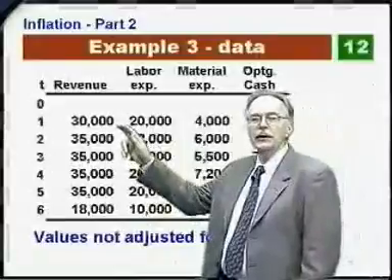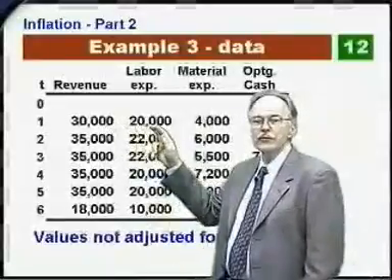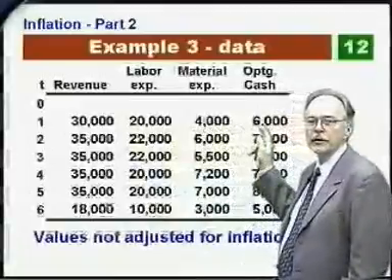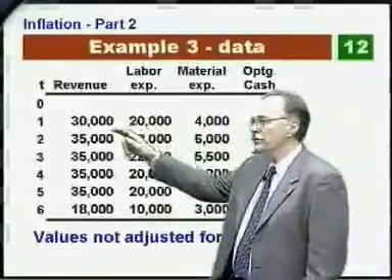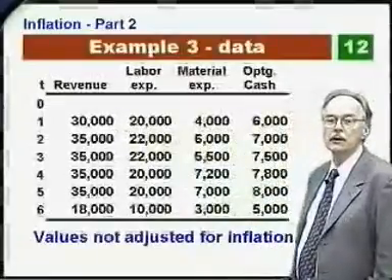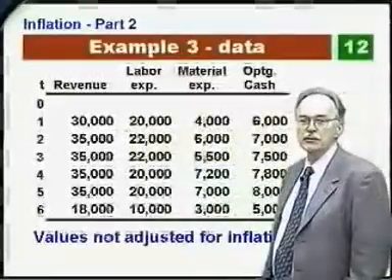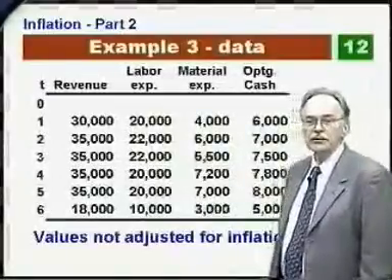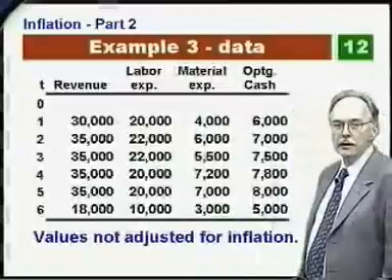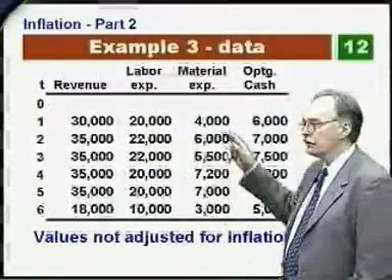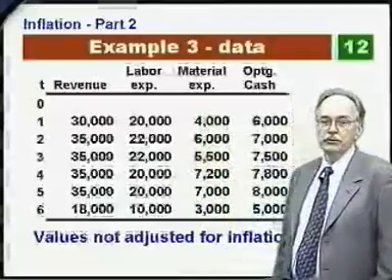Then we can obtain our operating cash: take revenue, subtract from that labor, subtract from revenue materials to get our operating cash. So for example, 30,000 minus 20 minus 4 gives us $6,000 operating cash. And we do that year by year, just as we did in some of our other lectures. It's important to note that these values are not adjusted for inflation. These are the estimates that some project engineer or project administrator may have developed ignoring inflation.